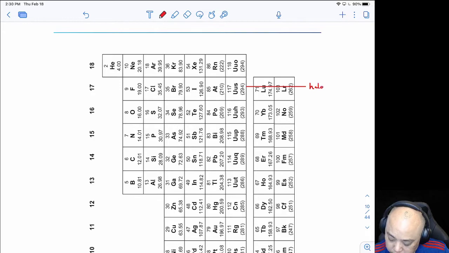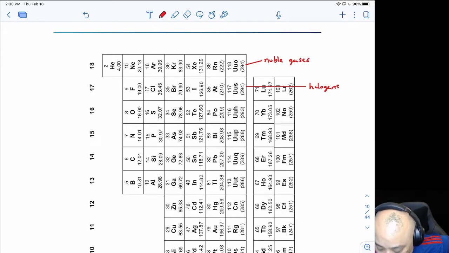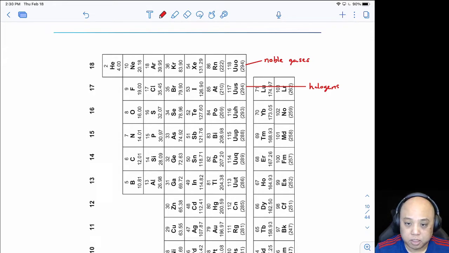Group 17 is the halogens, and 18 are the noble gases. So be familiar with each of these major groups that I've labeled here, because the IB might reference them.